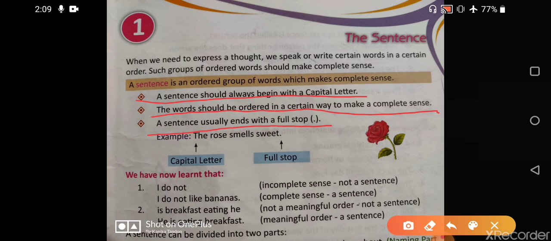Also, there is one more thing that you should keep in your mind, and it is not written here. That is that you should use very correct punctuation marks while you're writing a sentence.